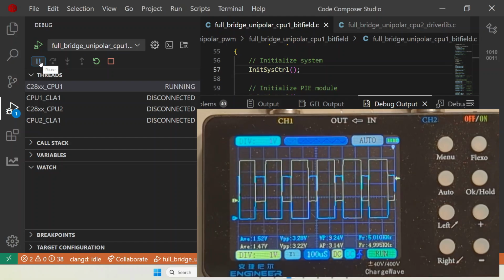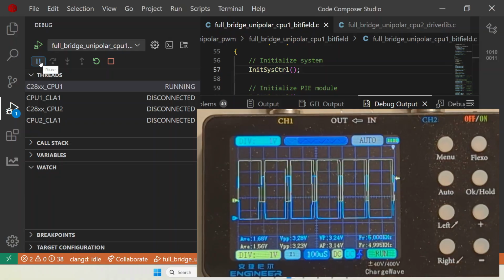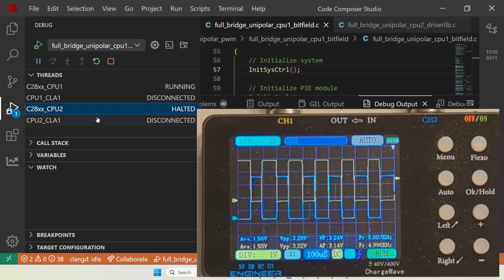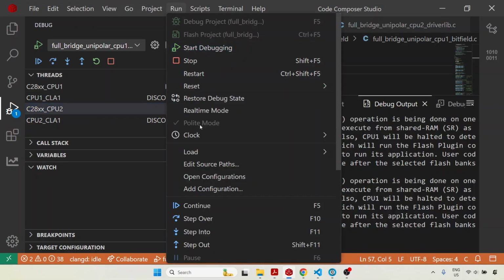So with this done, I can now go over and try to connect CPU 2, and with this I can go and load the program.